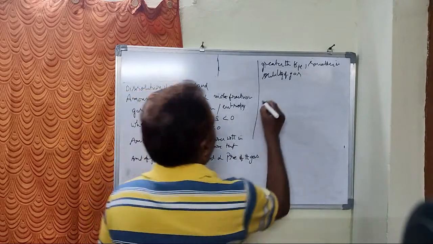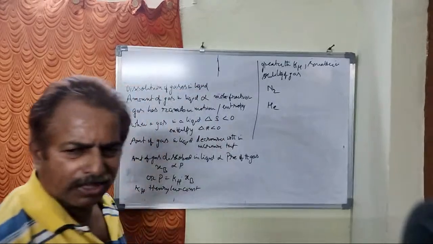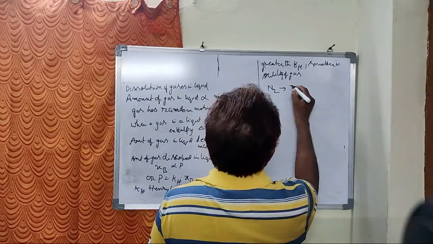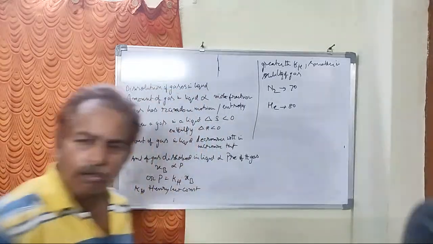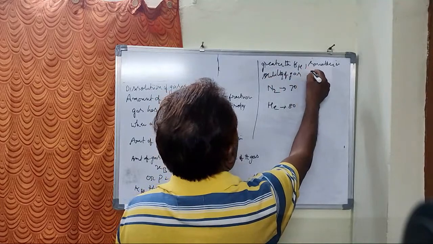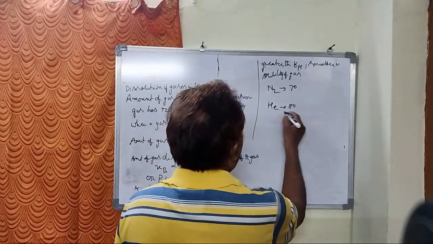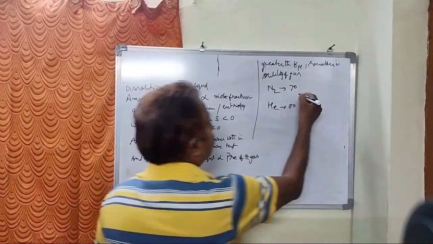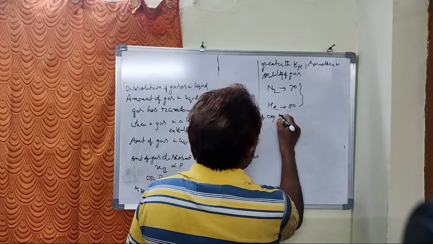For example, take two gases, nitrogen and helium. The KH value for nitrogen is say 70, and the KH value of helium is say 80. Now, which gas dissolves to more extent? Nitrogen. Greater the KH, smaller is the solubility. Because helium has a greater KH value, its solubility is very less. And of course, this is used in the application of oxygen cylinders.